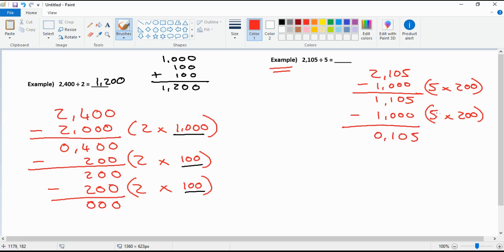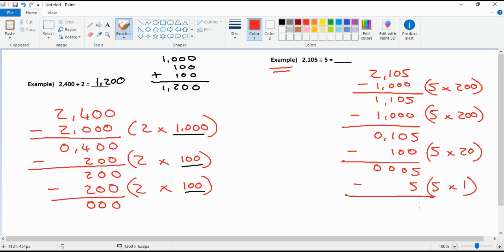I've now got 105. I now think, what can I multiply by 5 to get close to this? Well, I know that 5 times 20 is 100. I subtract that. I've got 5 left. Well, 5 times 1 equals 5. I subtract that. And I've got 0, nothing left.